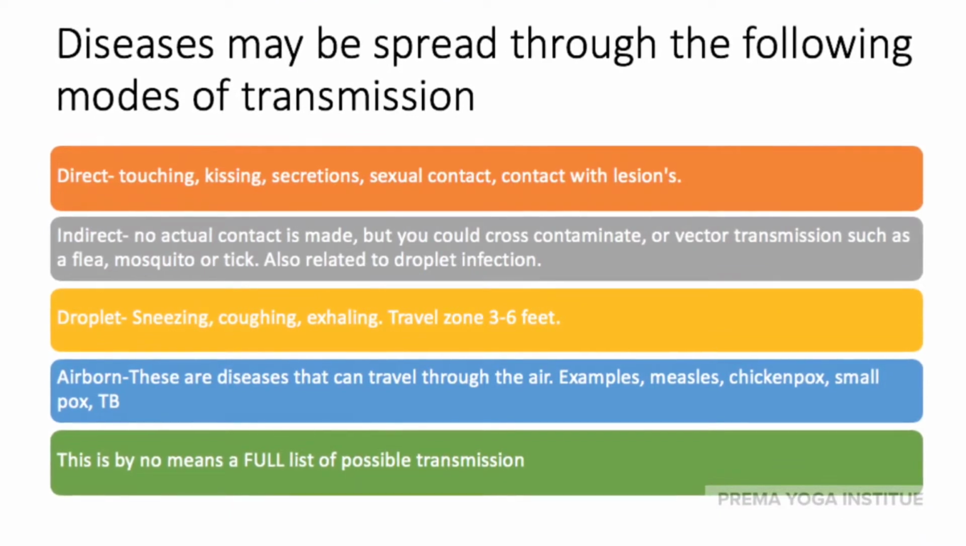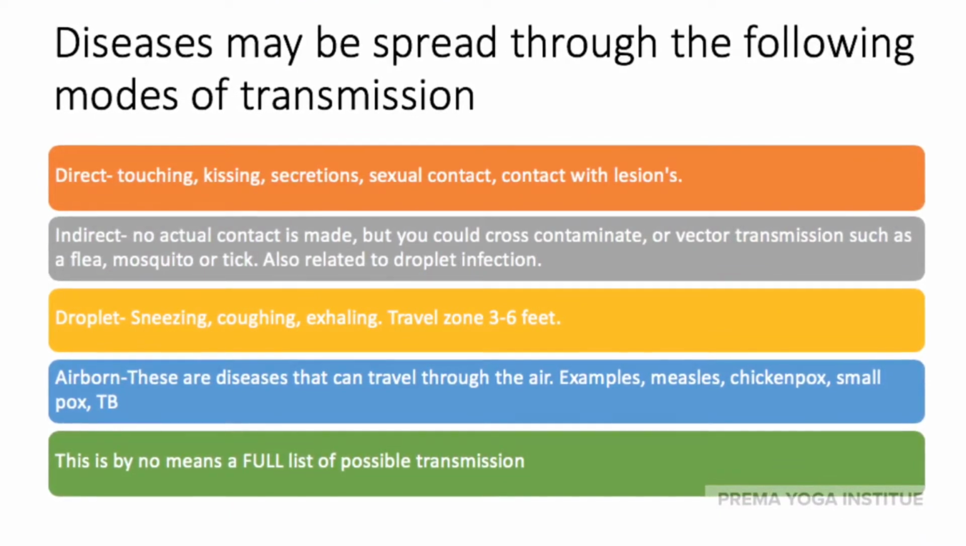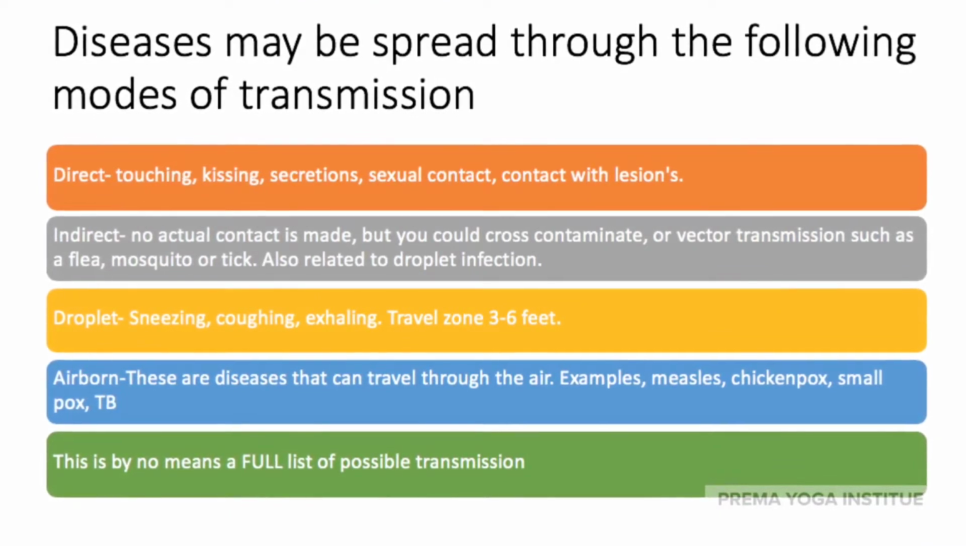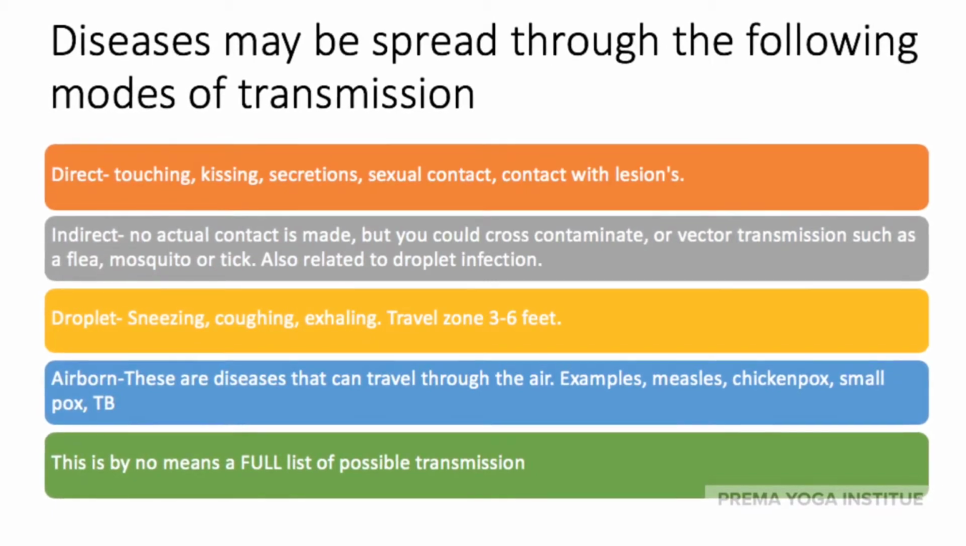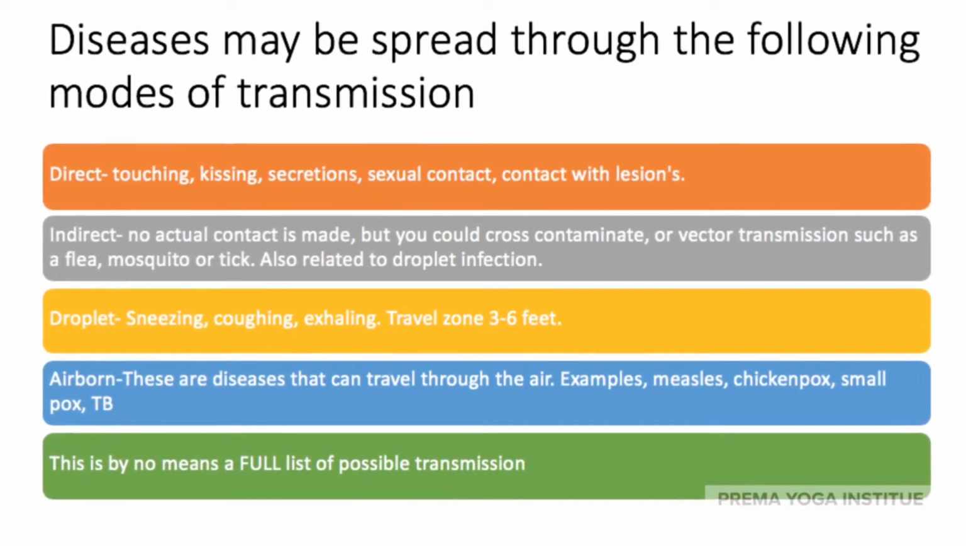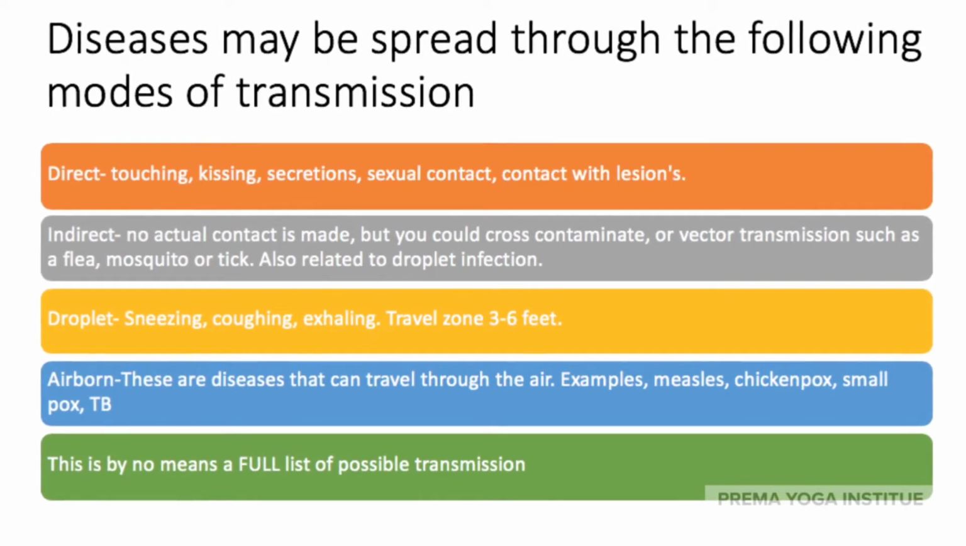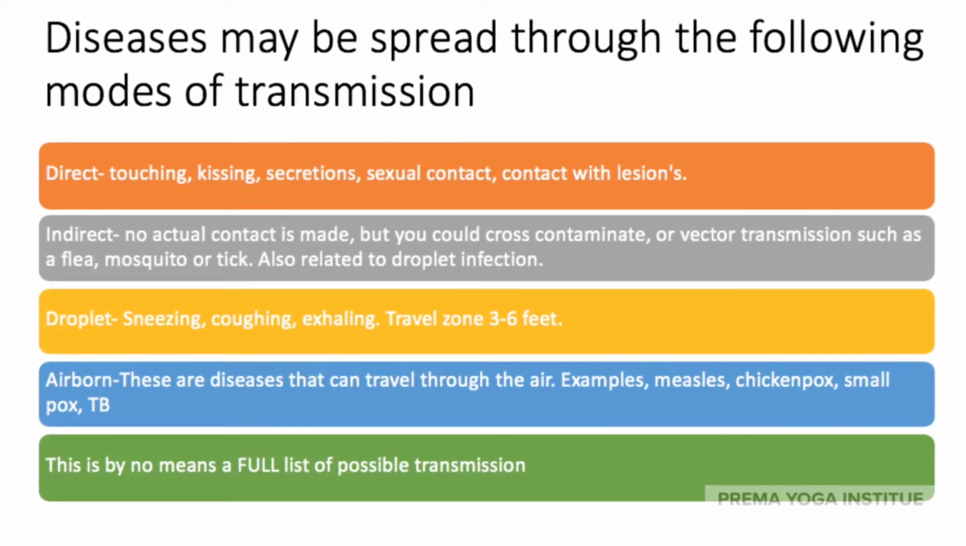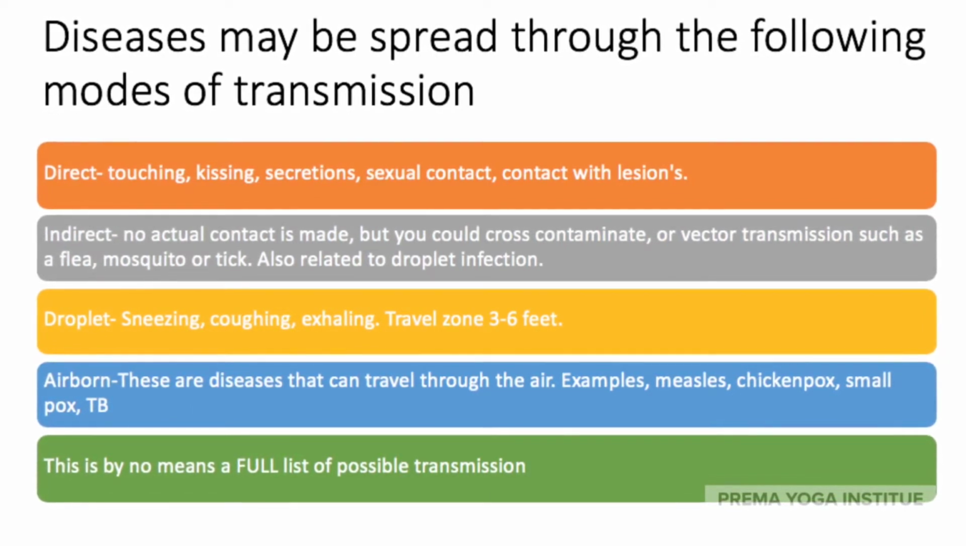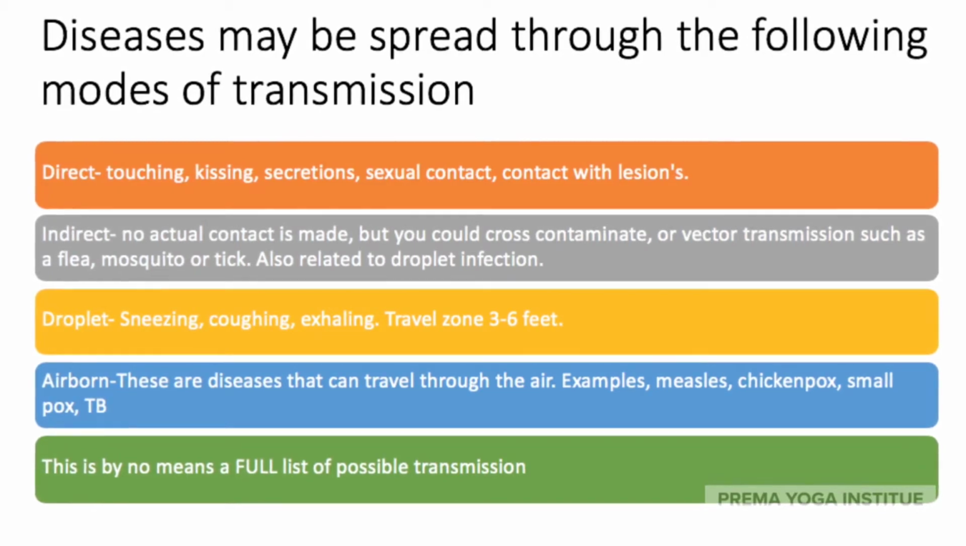Diseases may be spread through the following modes of transmission: direct, indirect, droplet, and airborne. This is by no means a full list of possible transmissions.